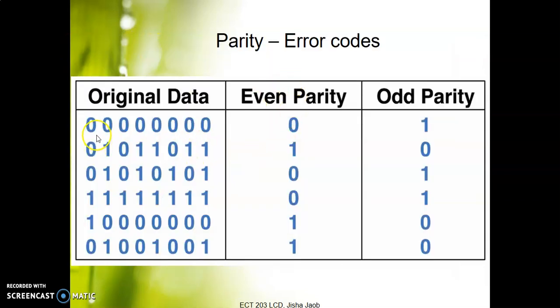These are examples. You have the original data here, all zeros. To make the total number of ones even, the parity bit to keep it even is 0. If it is odd parity that you're using, you have to use a 1.